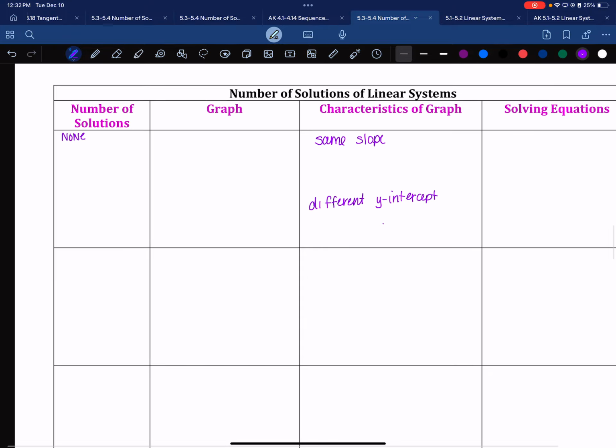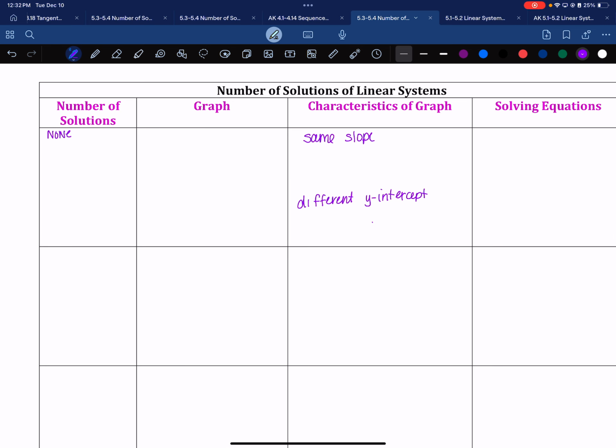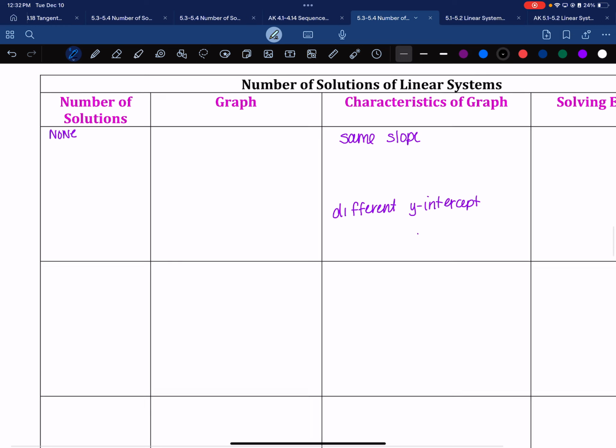Then the system would have no solution. So if we had this system, y equals... I'm going to start with these in different formats so that we can look at them in all the different forms. This is written in slope-intercept form, right? y equals mx plus b.